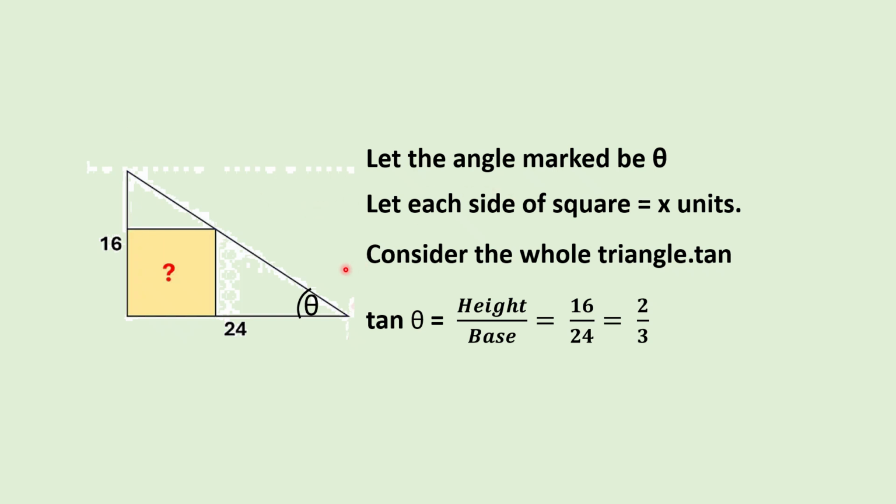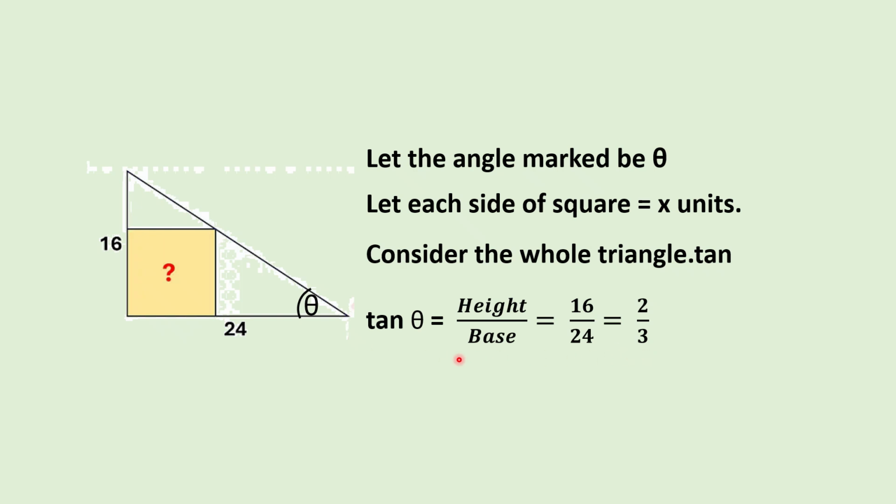Let the angle be theta. This angle we have marked theta. Now let each side of the square be equal to x units. We have to find the value of x. Taking the full triangle, tan theta will be height by base, that is 16 by 24 or 2 by 3. So we get, taking the full triangle, tan theta equal to 2 by 3.